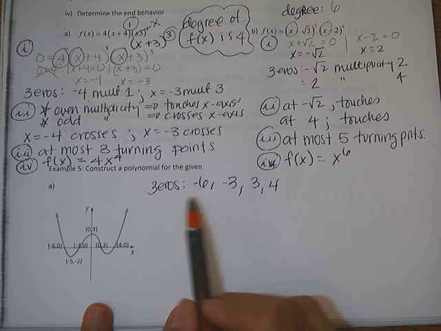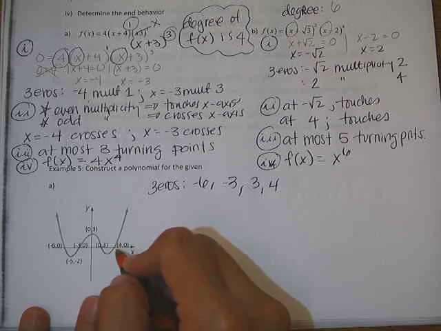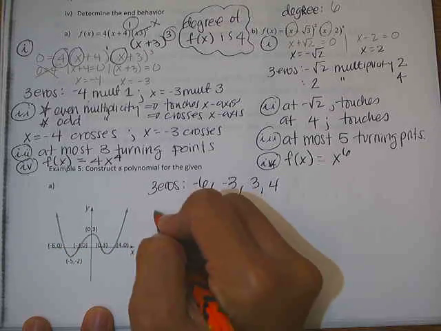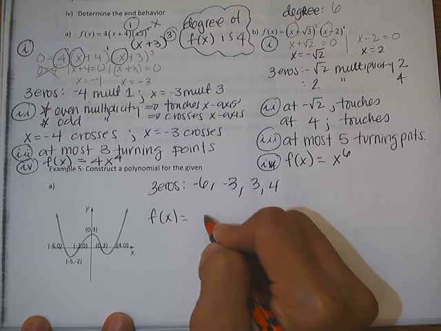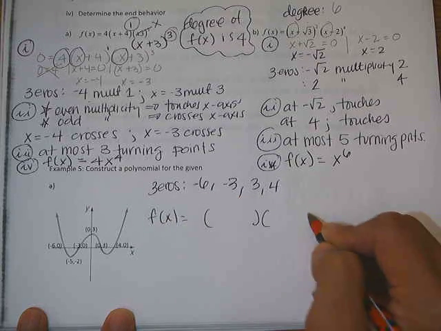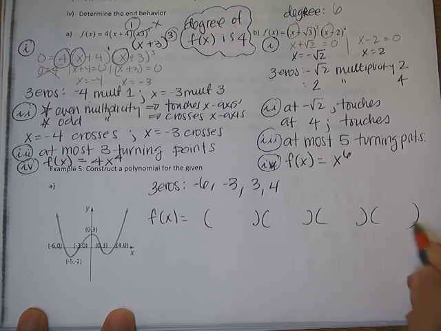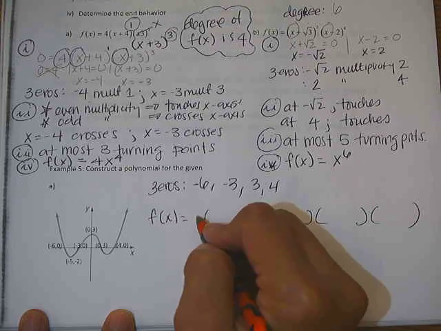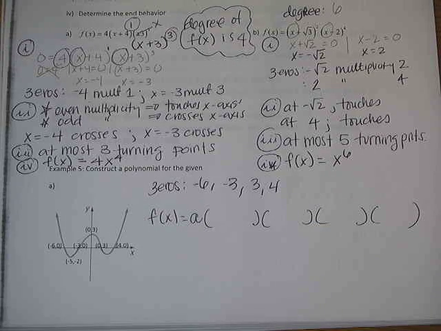Alright, so we have 4 zeros. See those right there? Okay. We're now going to put them together with 4 sets of parentheses: 1, 2, 3, and 4. Okay. And because we are given a graph, we're going to find the leading coefficient as well.